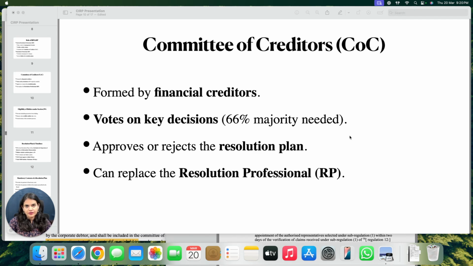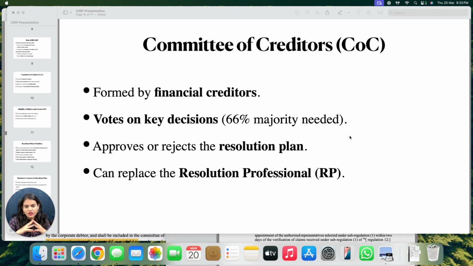And the voting share will also be calculated against the total debt, because there are no financial creditors. All of the operational creditors' debt will be considered as a total, and the debt owed to each individual operational creditor will be considered as the voting share that they possess.